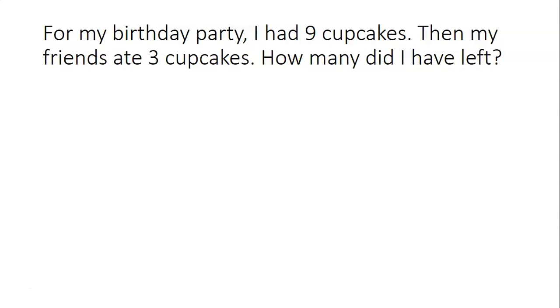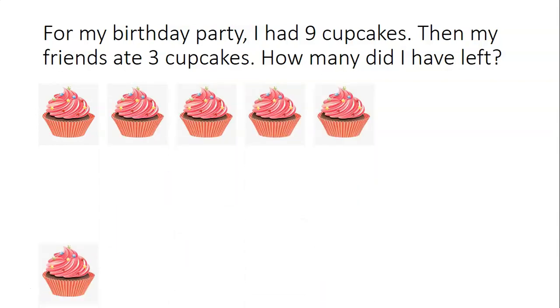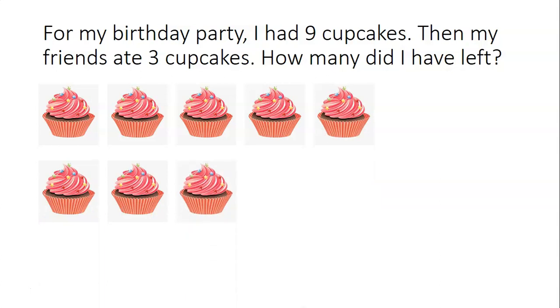Let's figure this out. Let's see our cupcakes. 1, 2, 3, 4, 5, 6, 7, 8, 9. That's how many I had all together. Then my friends ate 3 of them. So if they ate 3, what could I do? I wonder what I can do to show that 3 were taken away. Do you guys have any suggestions?